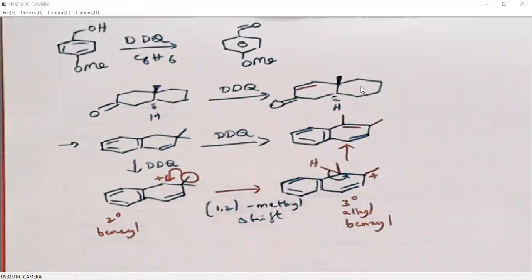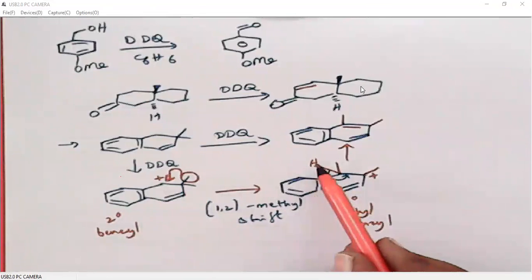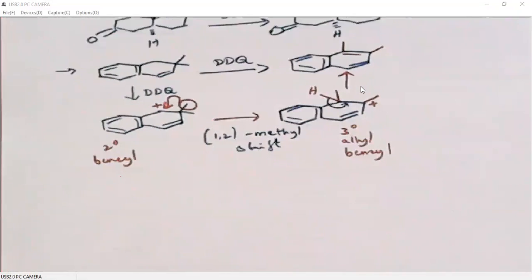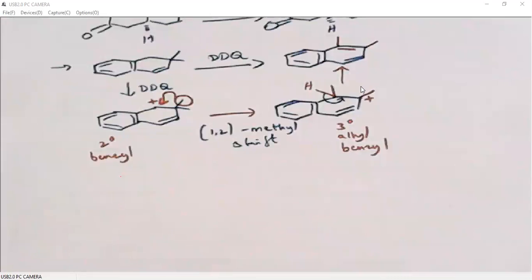If it is a simple proton, we don't need to represent it. So this is all about DDQ oxidations. Next we will see Fremy salt.